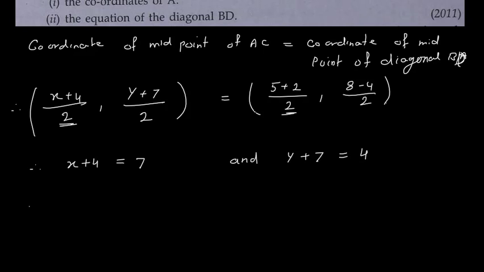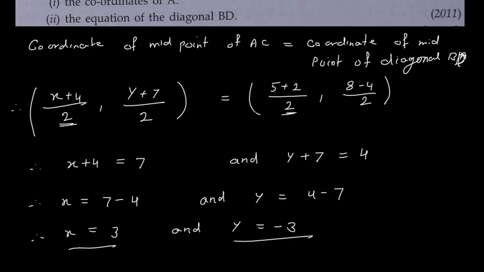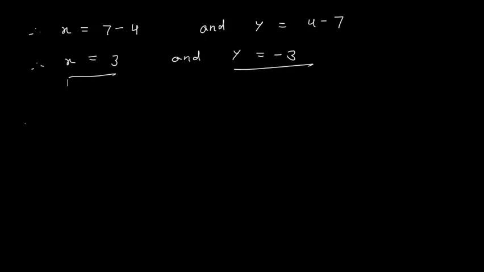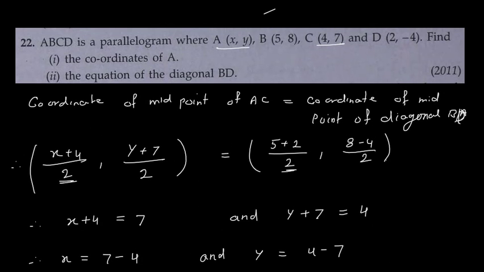So therefore x is equal to 7 minus 4 and y is equal to 4 minus 7. So you will get x is equal to 7 minus 4, which is 3, and y is equal to 4 minus 7, which is minus 3. So the coordinate of point A is (3, -3). This is the first part of the problem.